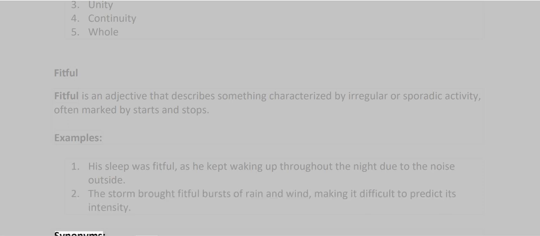Synonyms. 1. Sporadic. 2. Irregular. 3. Intermittent. 4. Unsteady. 5. Patchy. Antonyms. 1. Continuous. 2. Stable. 3. Steady. 4. Consistent. 5. Persistent. Flabbergasted.